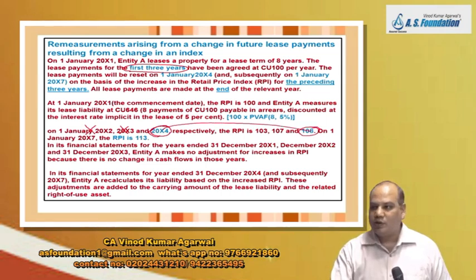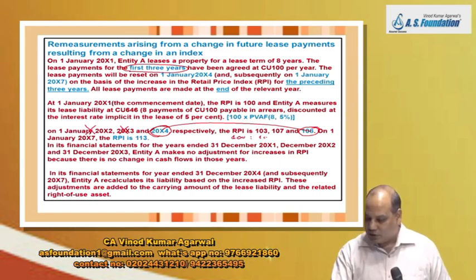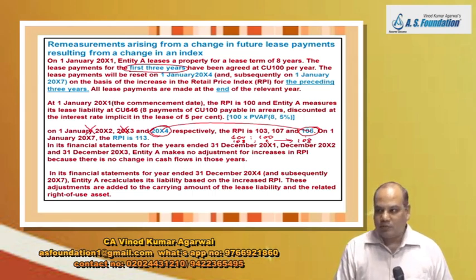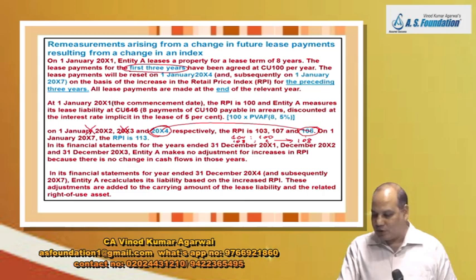So what will be your lease rental now? When it was 100, my lease rental was 100. So when it is 108, my lease rental will also become 108. My lease rental will become 108 for the subsequent period. Is it right? Simple arithmetic. Index is 100, rent is 100. So if index is 108, rent will also be 108. Small arithmetic you have to apply.